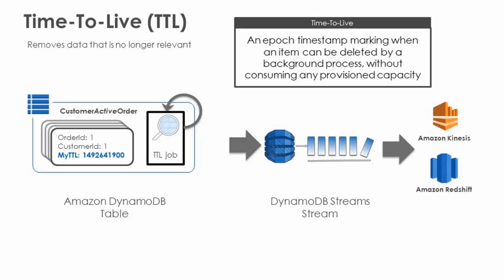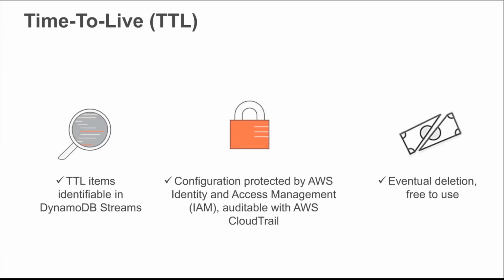And so TTL uses an epoch timestamp. It's a number of seconds since Jan 1, 1970. And that timestamp is read through a background process by the DynamoDB service for free. And then that delete will show in the DynamoDB stream, so you can identify that the Dynamo service is the one that expunged the row. You can monitor access to TTL by looking at CloudTrail.